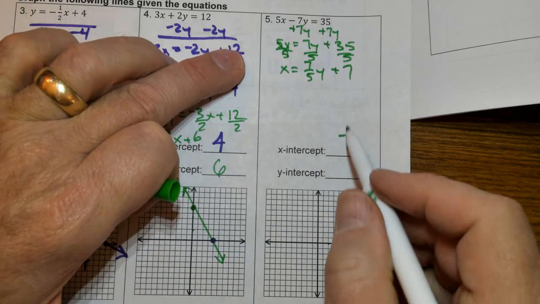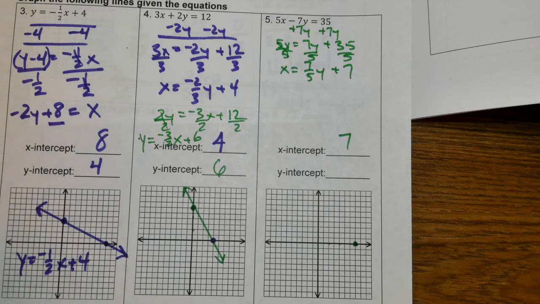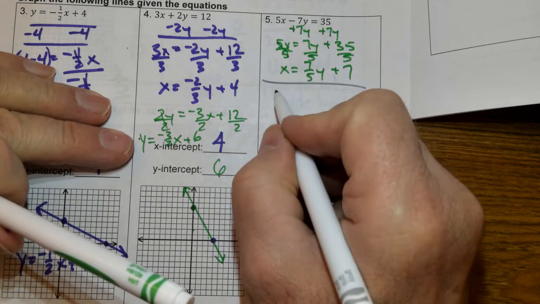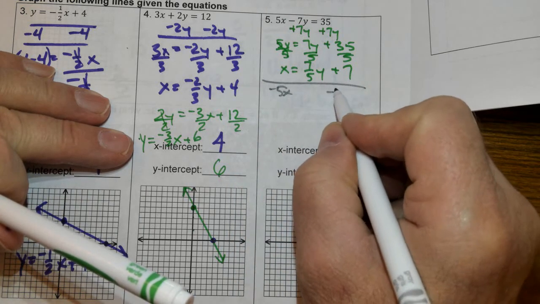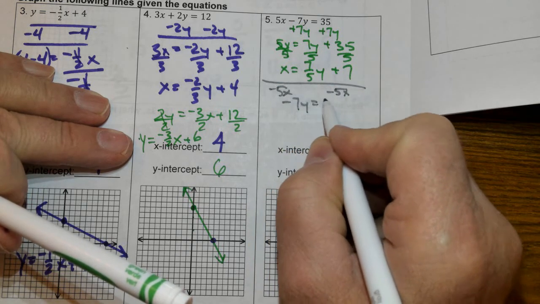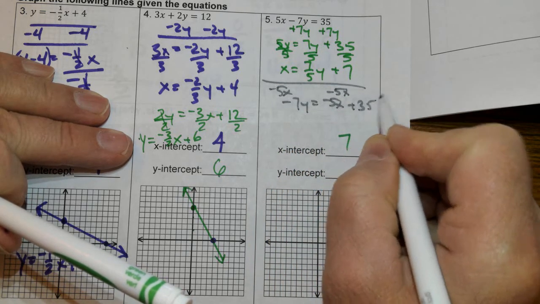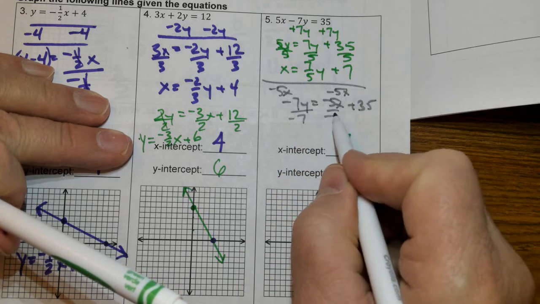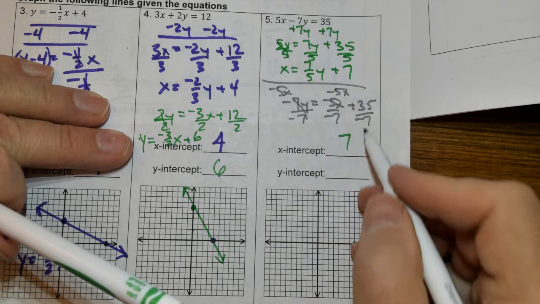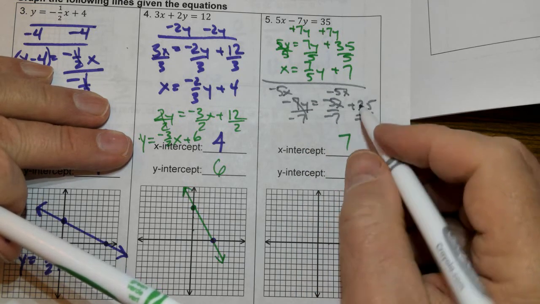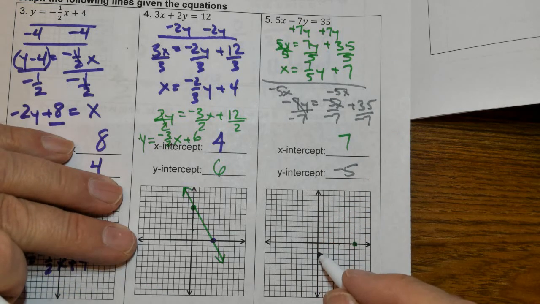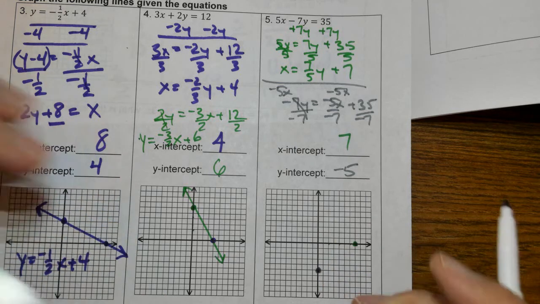Now I'm going to do my y-intercept. I'm going to solve for y. So to solve for y, I'm going to subtract 5x. I'm kind of skipping some lines here, but I have negative 7y equals negative 5x plus 35. I'm going to divide by negative 7, divide by negative 7. 35 over negative 7 is my y-intercept. So 35 divided by negative 7, that is negative 5. So my y-intercept is negative 5.